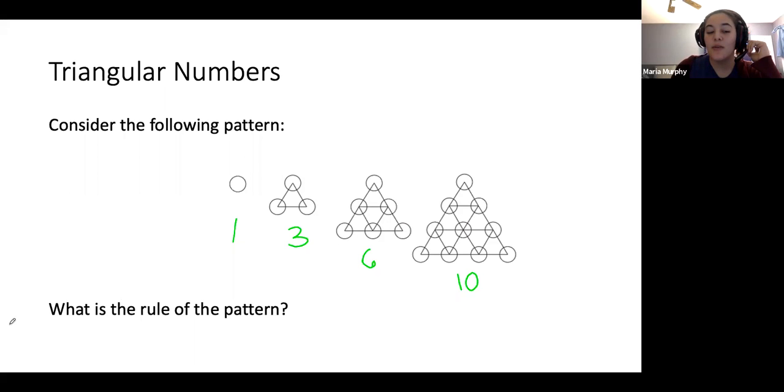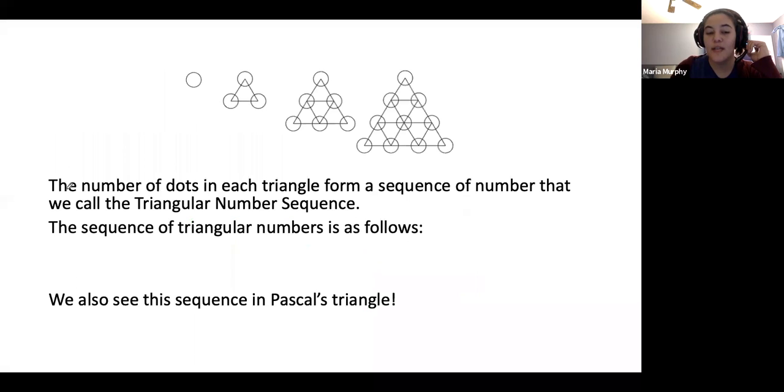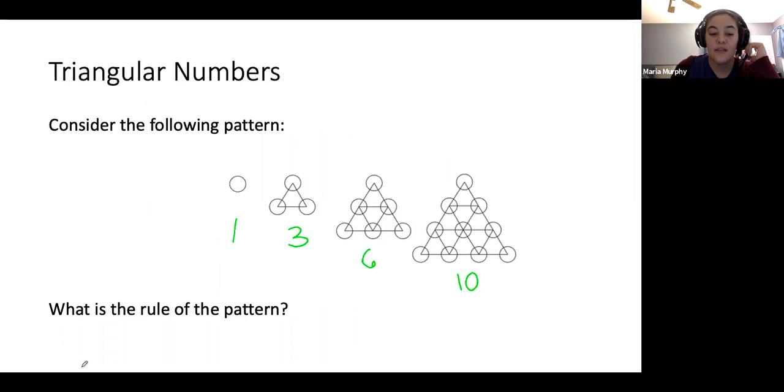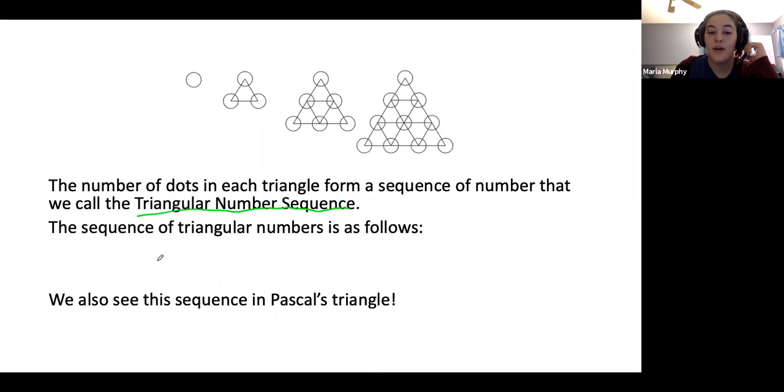All right, so when we talk about these triangular numbers, the actual sequence of the number of dots in each triangle is called the triangular number sequence. So here we're going to discuss a particular pattern. Just as we were counting our dots, these numbers are part of our triangular number sequence. So the numbers will be 1, 3, 6, 10, and so forth.